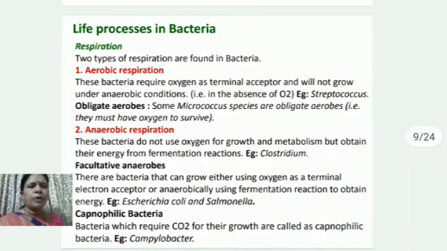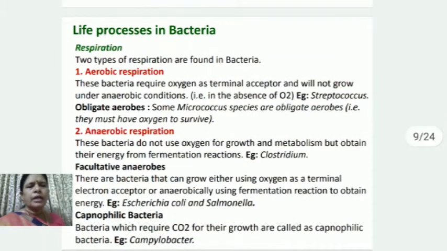And what is the life process in bacteria? First, about the respiration. There are 2 types of respirations in bacteria. One is aerobic, another one is anaerobic. Aerobic means in the presence of oxygen. These bacteria require oxygen as terminal acceptor and will not grow under anaerobic condition, that is in the absence of oxygen. For example, Streptococcus.